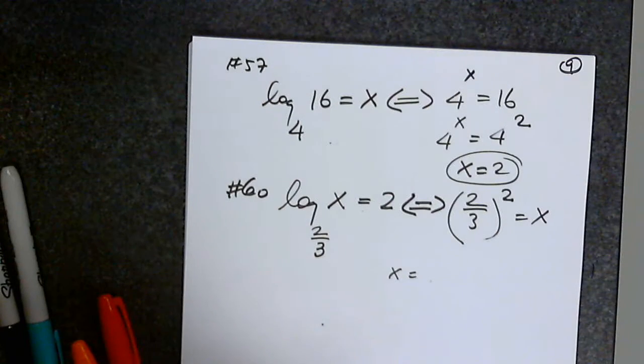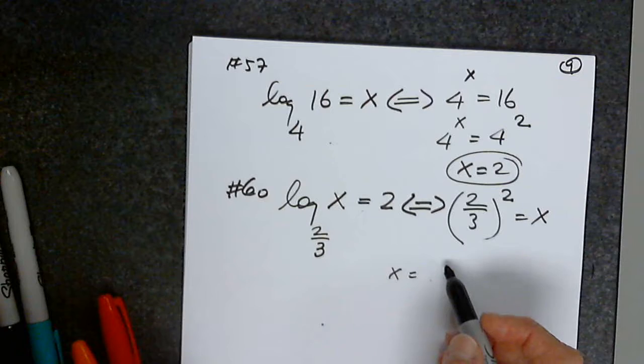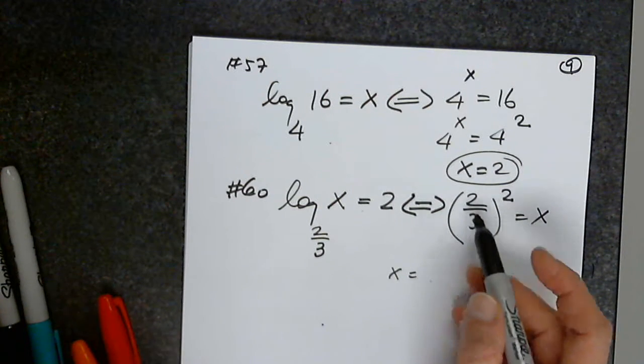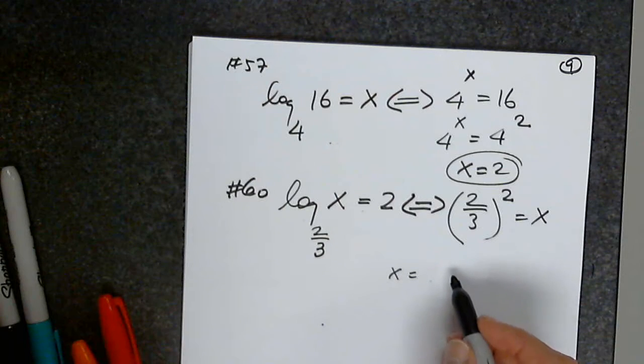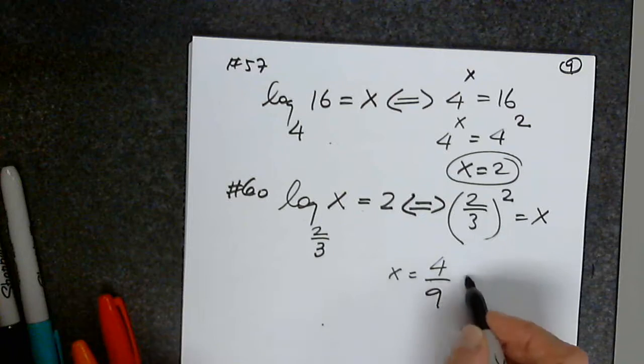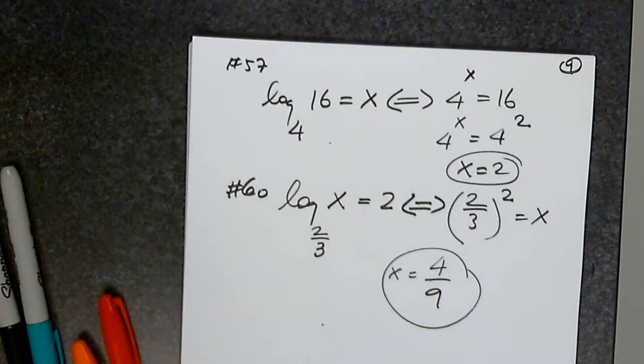What do I get? Square 2. Square 3. Oh, 9. I was multiplying. It sounded right when it came out.